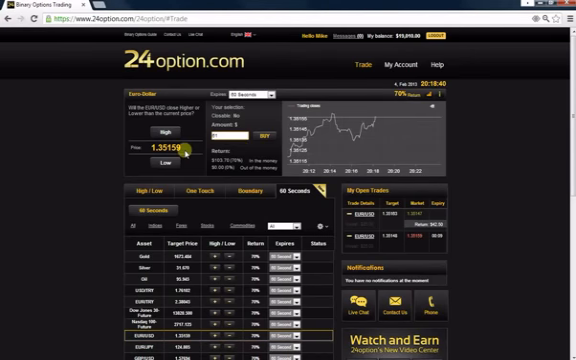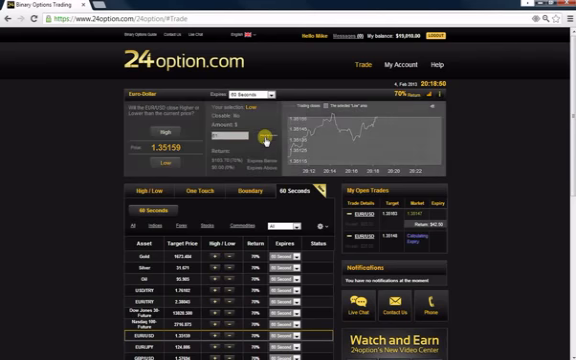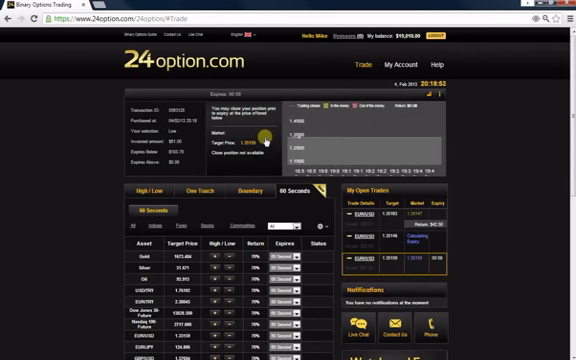$104. Looks like we're going to lose this trade, so I'm getting ready with my put. Yep, we lost that trade. So we're going to put in the $61 trade.